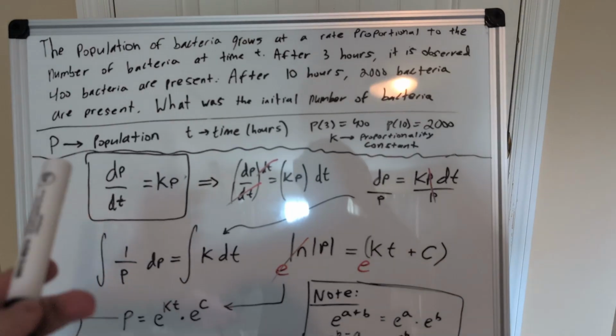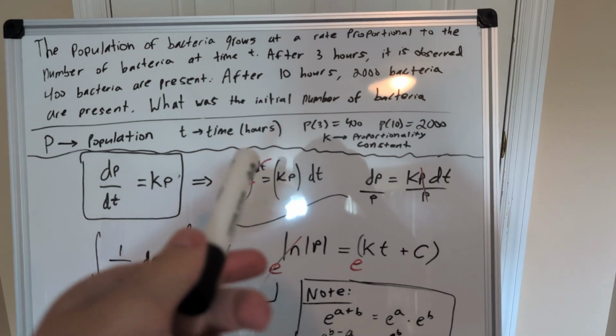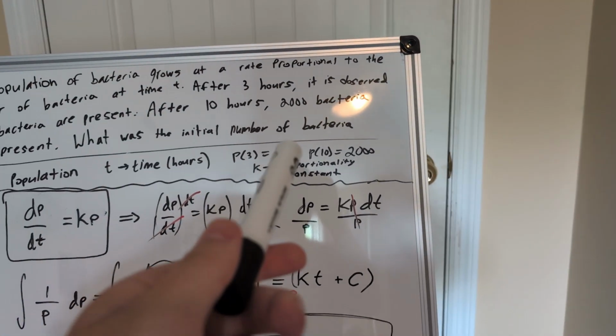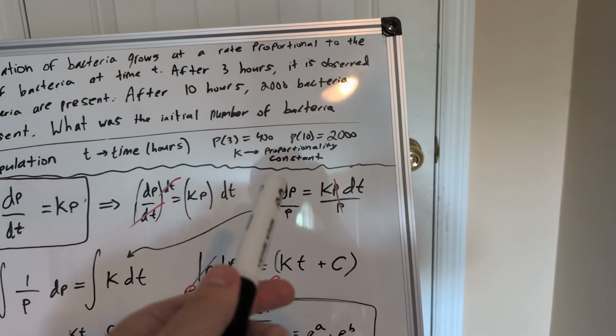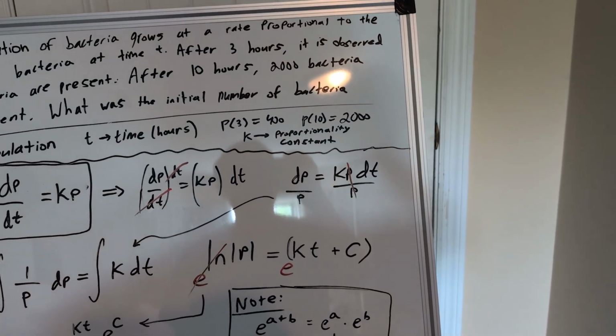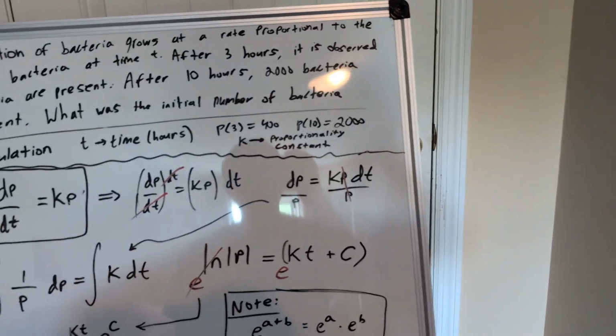First off, we will go through and list our parameters given by the problem. Our population we'll call P, our time in hours we'll call T, and the population at time equals 3 hours equals 400, and our population at time equals 10 hours is equal to 2,000. These are our initial conditions, and we have our proportionality constant that the problem notifies us about.